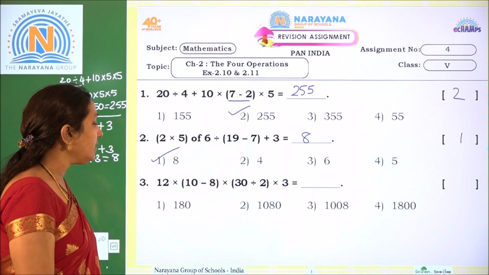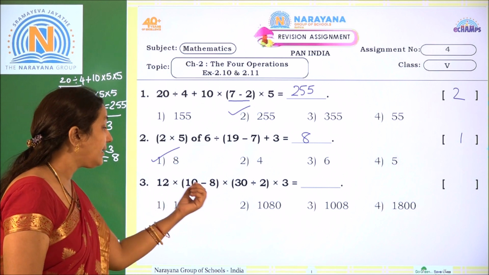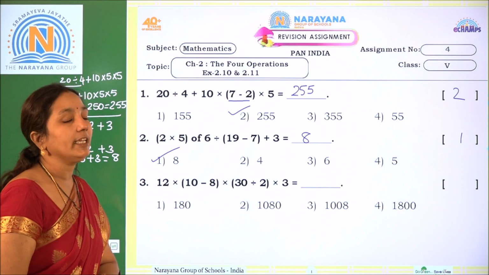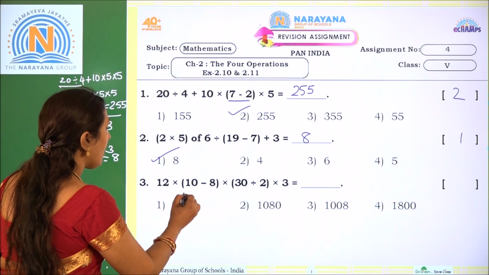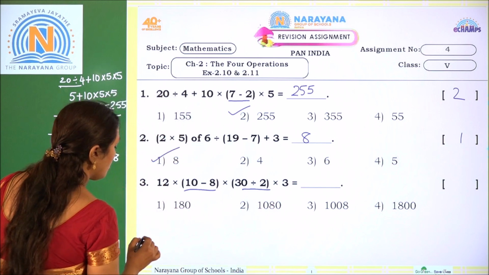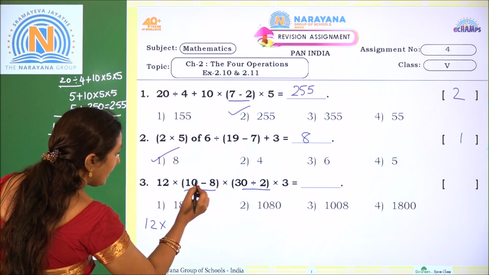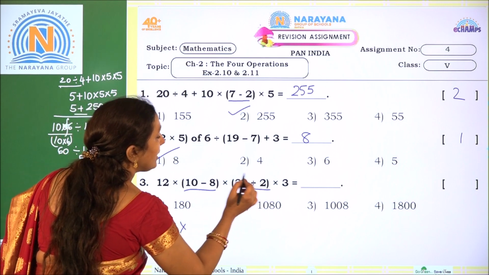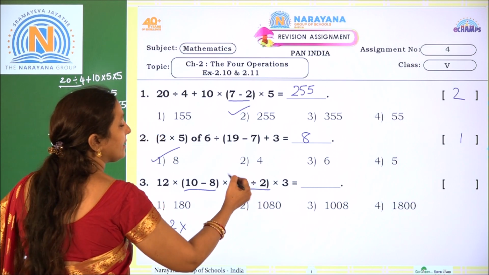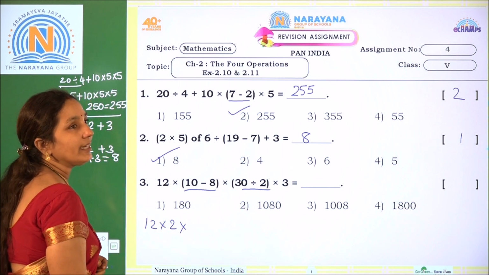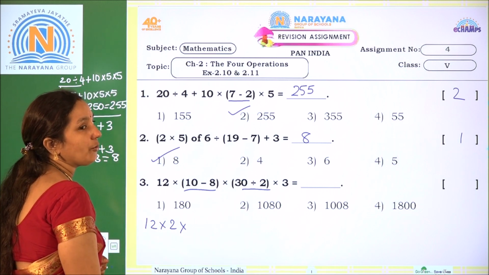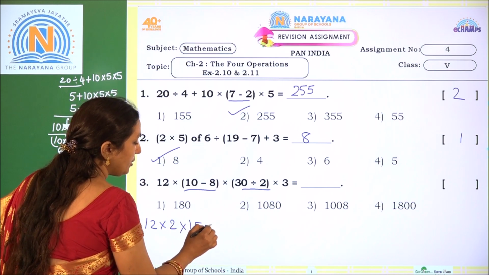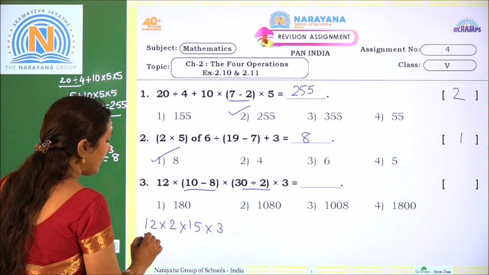Next one. 12 into bracket of 10 minus 8 into bracket 30 divided by 2 into 3 equals dash. Again we have to take out the brackets first. So 12 into 10 minus 8. How much is 10 minus 8? 2. Into 30 divided by 2. Again here a bracket is there. 30 divided by 2: how many times 2 in 30? 15. 15 2s are 30. So 15 into 3.